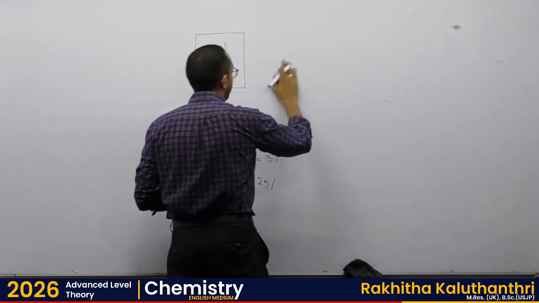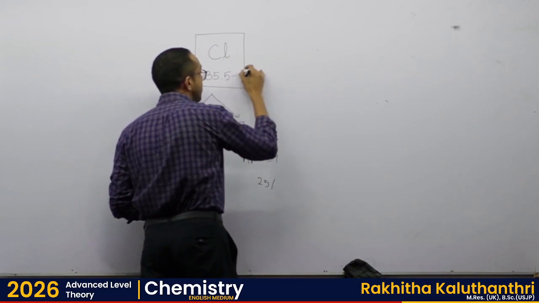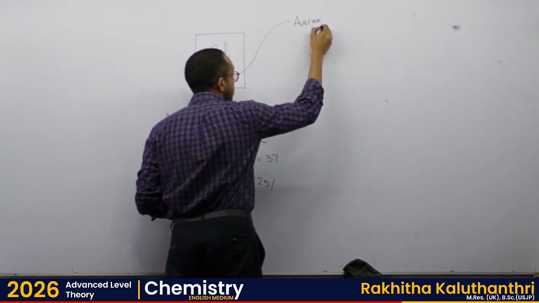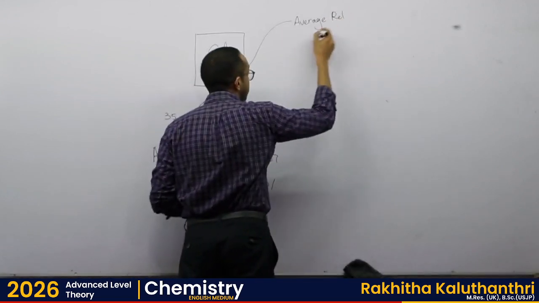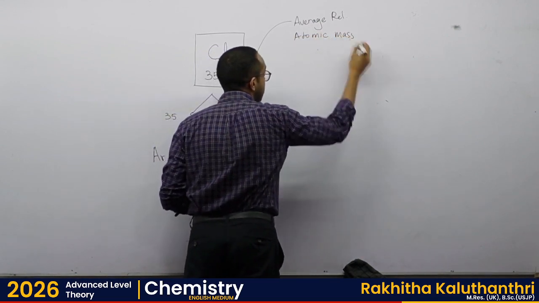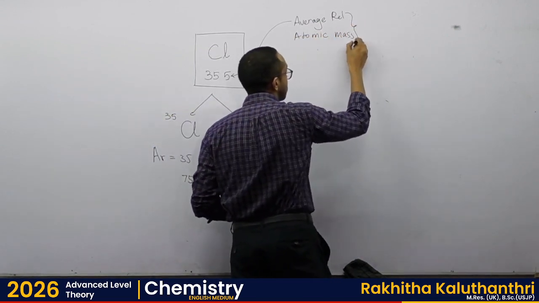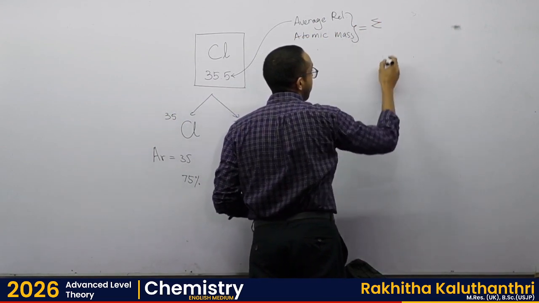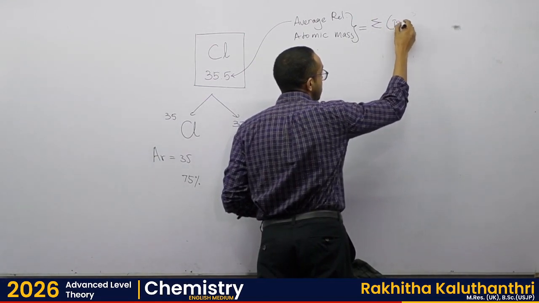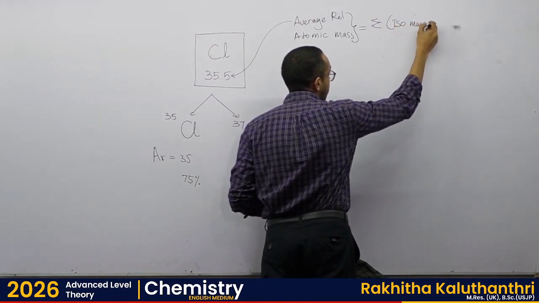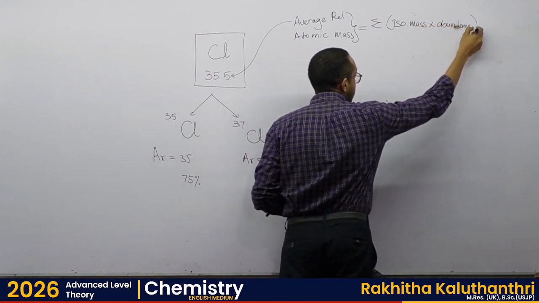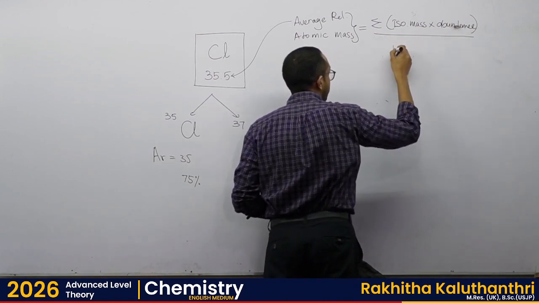So what we indicate here is the average relative atomic mass. That is equal to sigma, meaning the sum of isotopic masses multiplied by abundance, divided by 100.